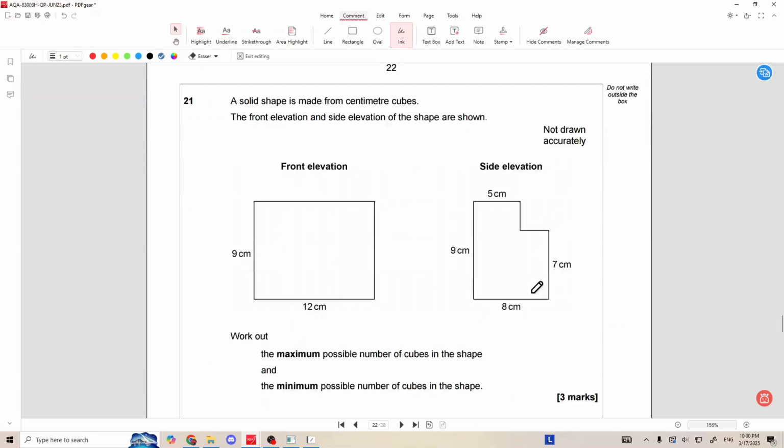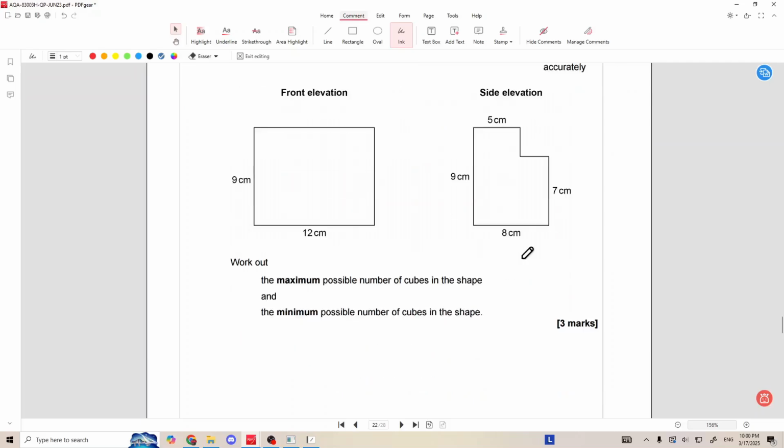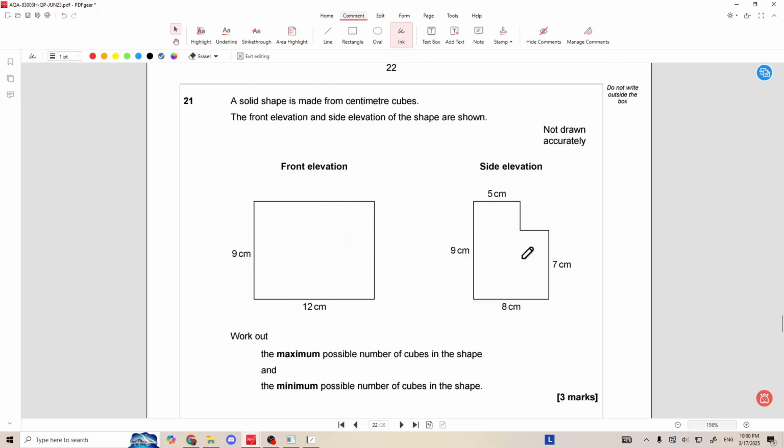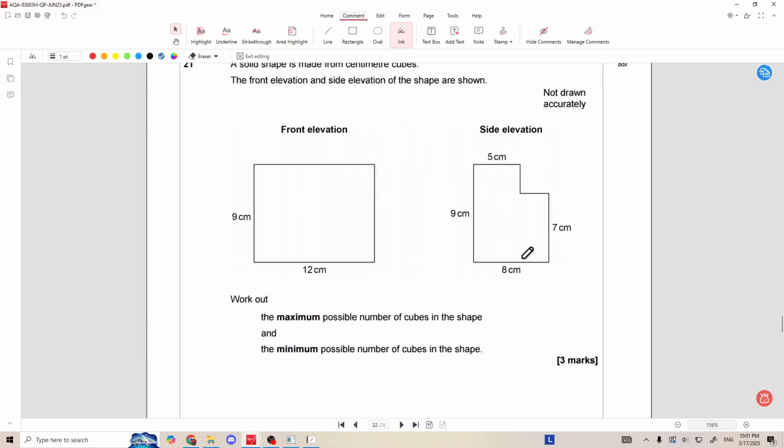21. A solid shape is made from centimeter cubes. The front elevation and side elevation of the shape are shown. Okay, so how does this work? Front and side. Work out the maximum possible number of cubes in the shape and the minimum possible number of cubes in the shape.